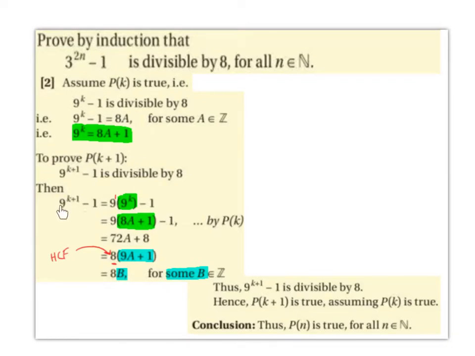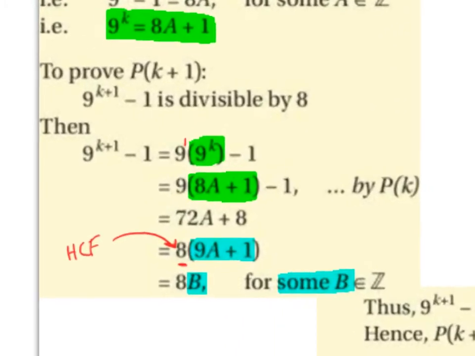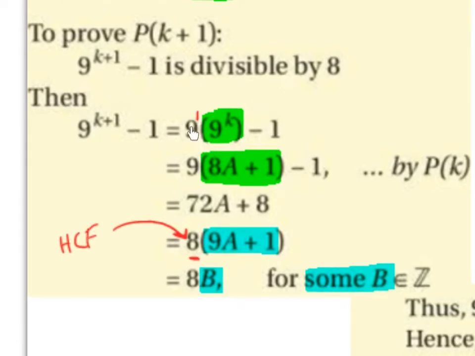So we have 9 to the power of k plus 1 minus 1. This is what we're trying to prove. We're going to rewrite 9 to the power of k plus 1 as 9 times 9 to the power of k. So 9 on its own is really 9 to the power of 1. Checking, we multiply these out: 9 to the power of 1 times 9 to the power of k. Multiplying powers with the same base, we add the powers, we add the 1 and the k. So we get 9 to the power of k plus 1, and then we still have minus 1.